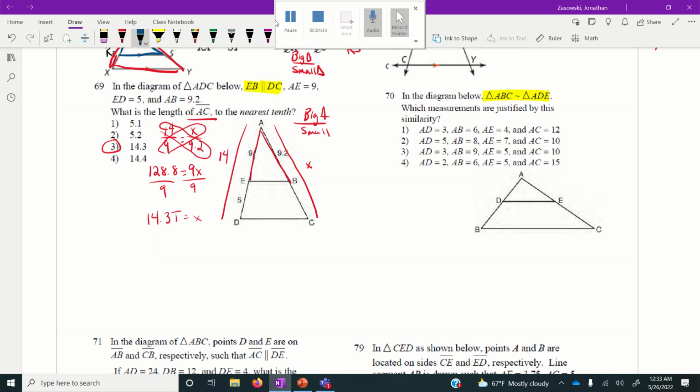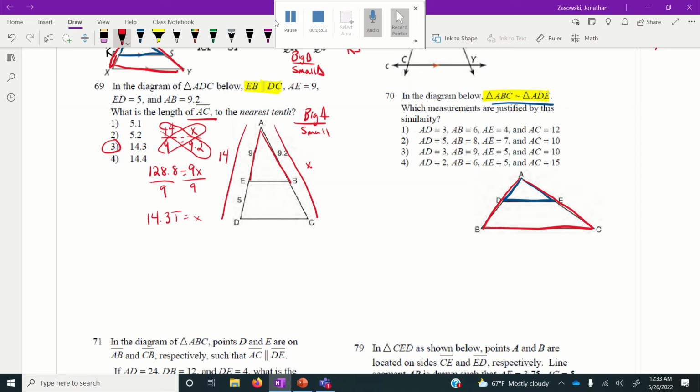All right, number 70 right next door. So this one is telling us the triangles are similar. So we can identify the triangle on the top as one of our triangles, and then the entire length of the line here represents the other triangle. All right.